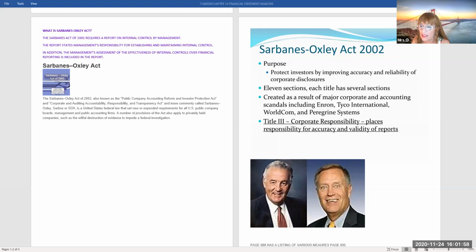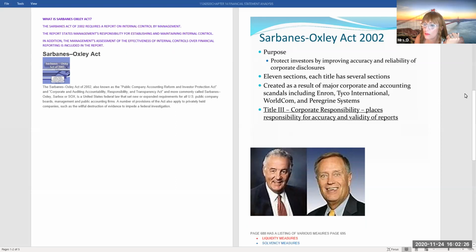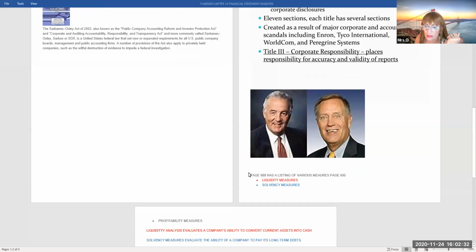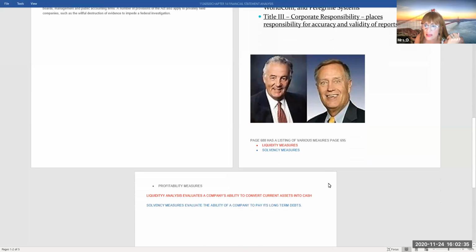So this act has 11 sections, and it says it right here. It was created as a result of major corporate and accounting scandals. I encourage you to look this scandal up. Tyco International, WorldCom, and Peregrine. But Enron was the one I remember because I was reading the newspaper at the time. So Title III, corporate responsibility, places responsibility for the accuracy and validity of the reports on management. Okay. So that's that.